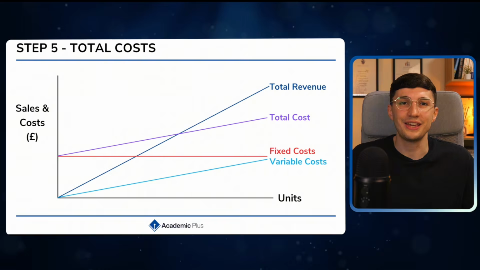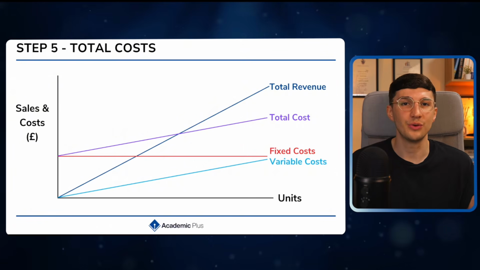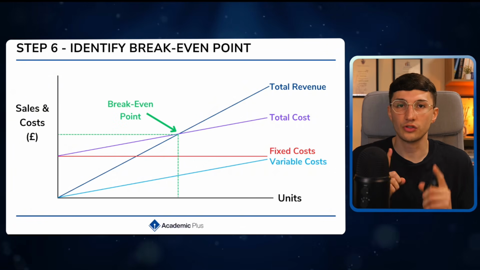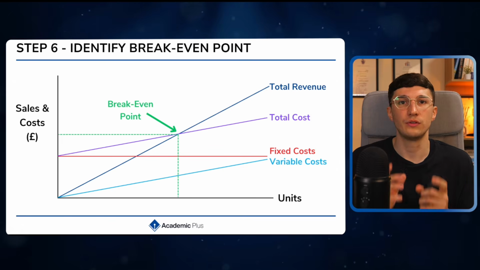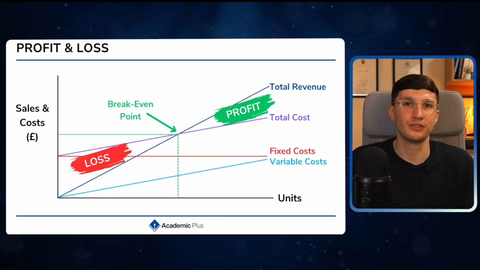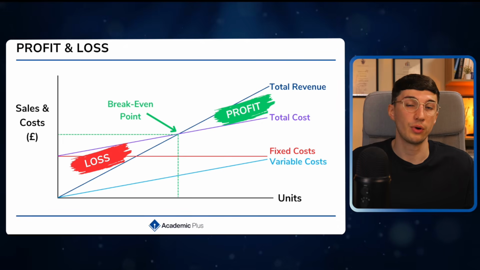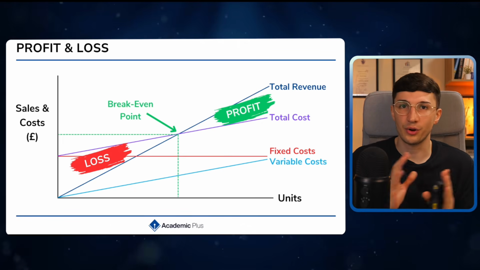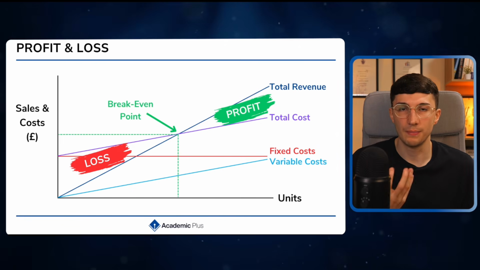Well, of course, break-even is when your total revenue equals your total costs. So you just identify that point, track it down to figure out how many units we need to sell to break even. And of course, the more products you sell past that break-even point, the more profit you make. But if you sell fewer products than the break-even point, you are going to be making a loss.